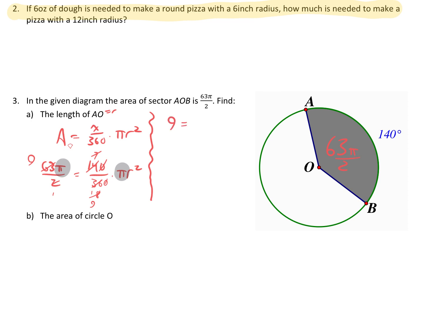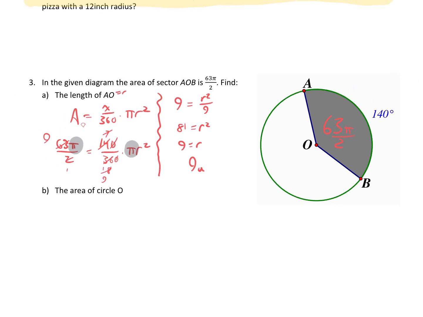9 equals r squared over 9. I believe r squared equals 81, or in other words, r equals 9. Gosh, I hope I did that right. Let me check. In fact, I did. That is actually 9, and those are 9 units, whatever they are. Great. And the area of the circle, now that I have the radius, is pretty easy. Pi r squared. So area is pi times 9 squared, which is 81 pi. And those are units squared.